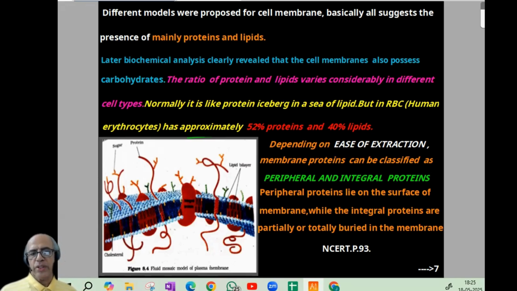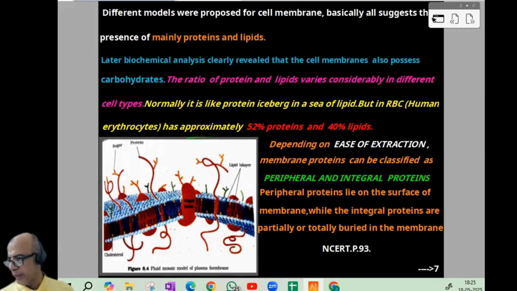Peripheral proteins lie on the surface of the membrane. From the term itself, we can guess. While the integral proteins are partially or totally buried in the membrane, integral, inside. NCERT page number 93. Again, the diagram is shown here. I think the idea is clear. Now we can proceed to the next page.